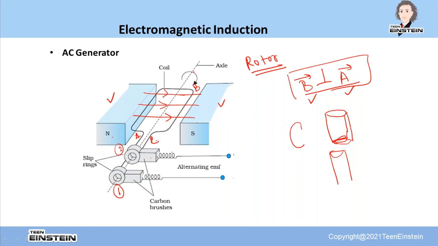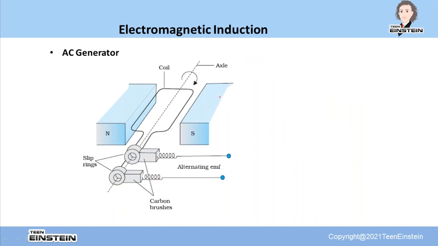It will continue to rotate in the same direction this way. These things were already covered in the previous classes also. The main point here is how we produce alternating current. So what is the role of the AC generator? Producing alternating current.